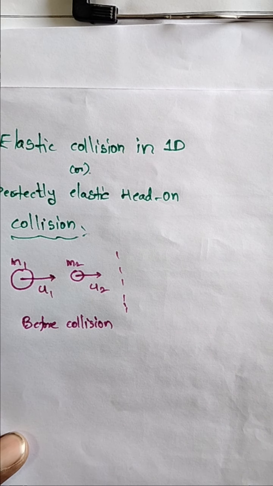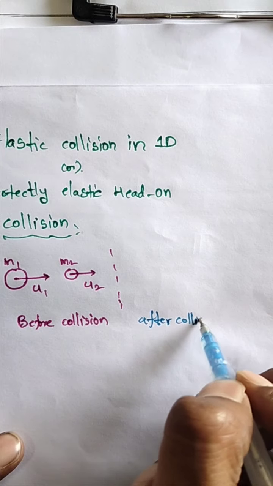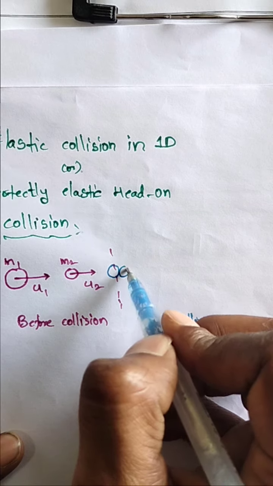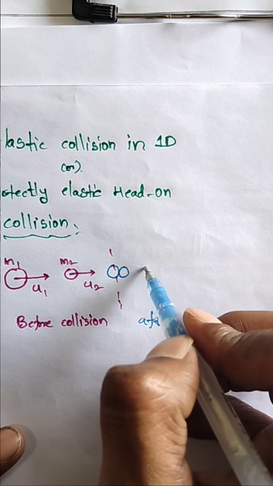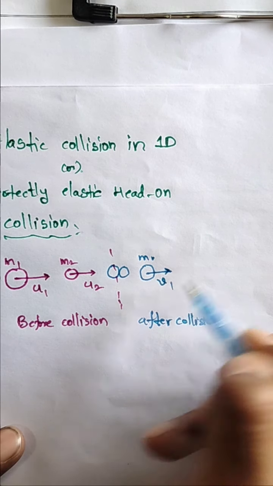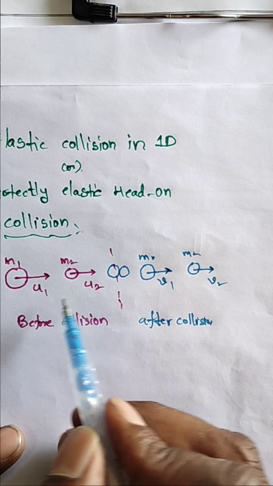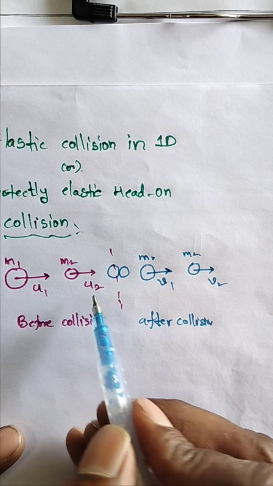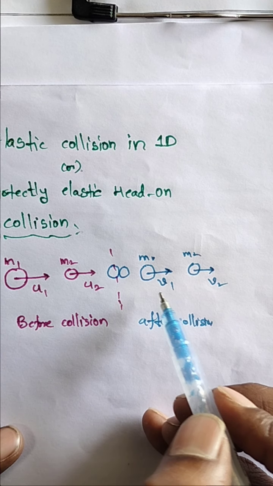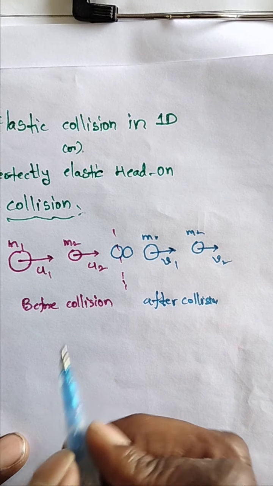And after the collision, what happens? Both m1 and m2 collide with each other. After the collision, particle m1 moves with velocity v1 and particle m2 moves with velocity v2. Before the collision their velocities are u1 and u2. After the collision the velocities change to v1 and v2.